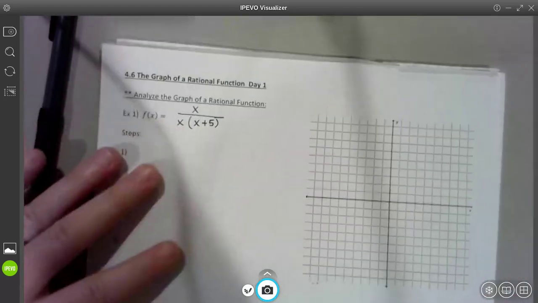All right, here we go. So guys, we are going to be asked to graph rational functions. I guess, can I get this a little bit closer maybe?